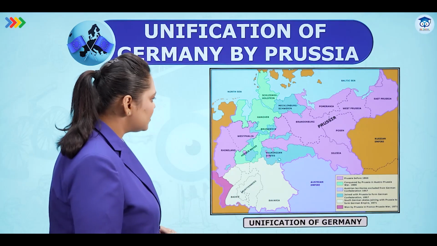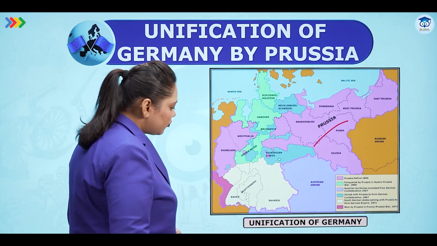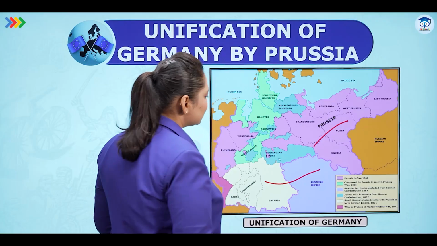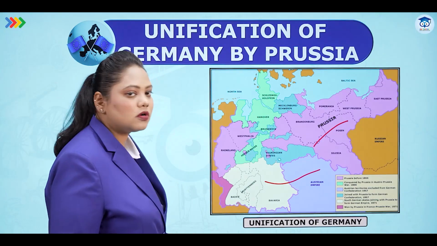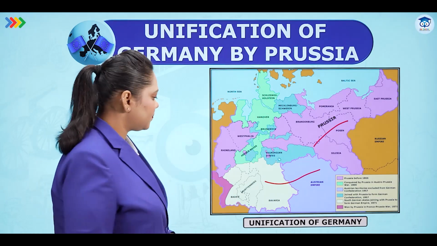Unification of Germany: you can see from here that this is Prussia. This was the German Empire. From here you can also see that the Austrian Empire also took part, and some parts of Hungary were also a part of the unification of the German Empire under William I.